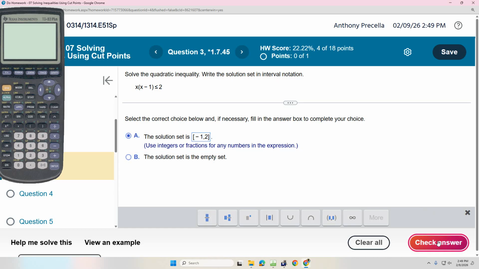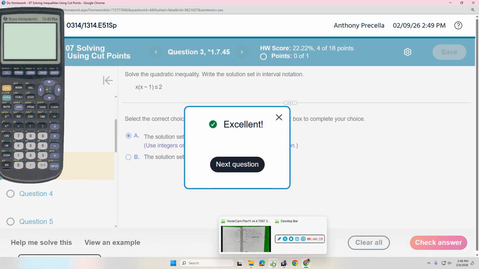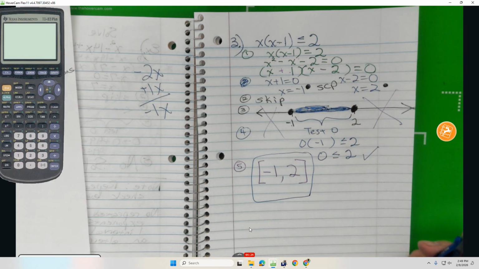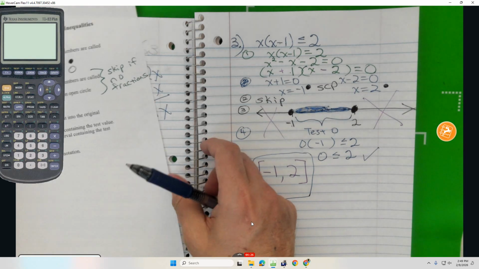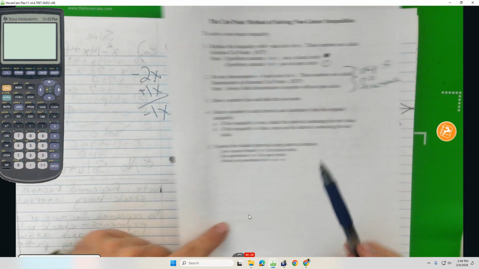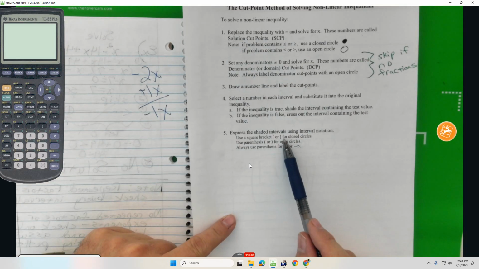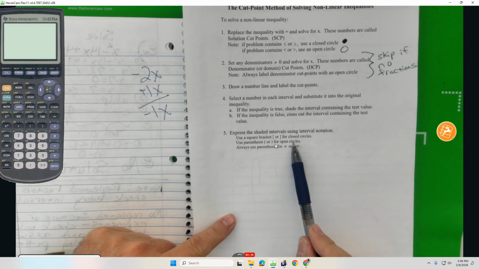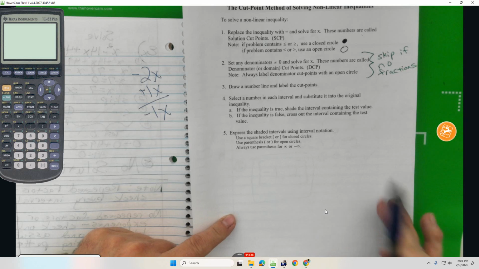Look at the last print thing I have on number 5 on that handout. I'm trying to guide you through that right here when I say square brackets. You only use those for closed circles, parentheses for open circles, parentheses for infinities or negative infinities.